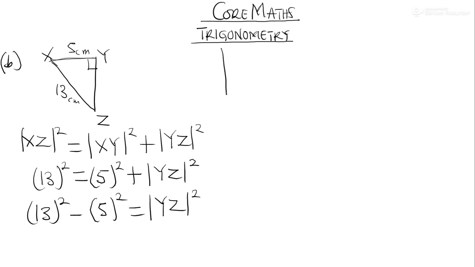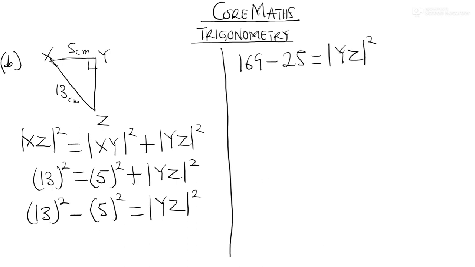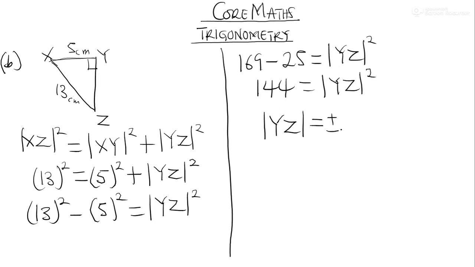Good. So now 13 squared is 169 minus 5 squared, which is 25, and it's equal to YZ squared. So when we do the subtraction, we are going to get 144. Okay, so we want YZ, so we have to find the square root of both sides, because it is squared. So our YZ will be equal to plus or minus square root of 144.